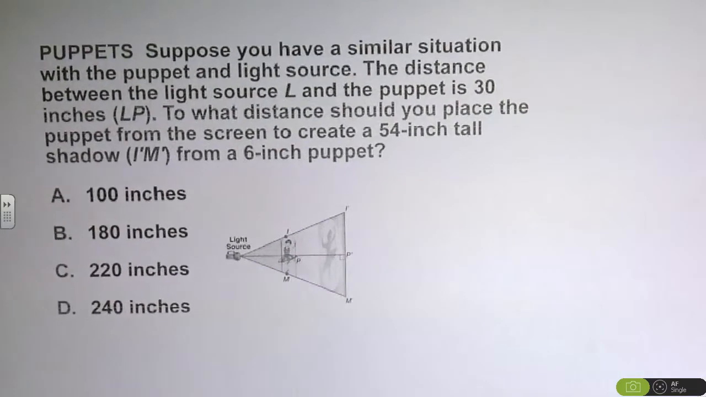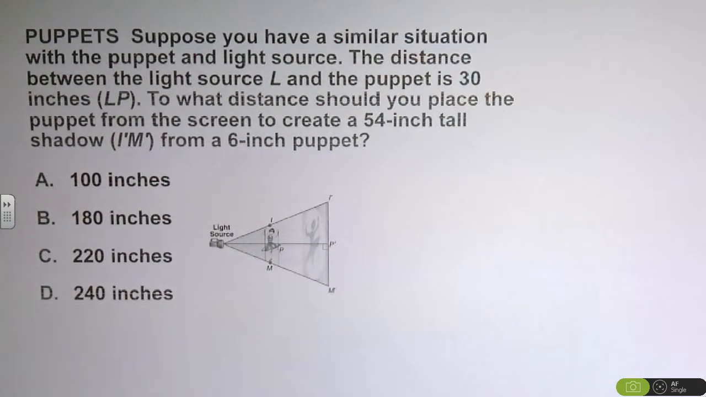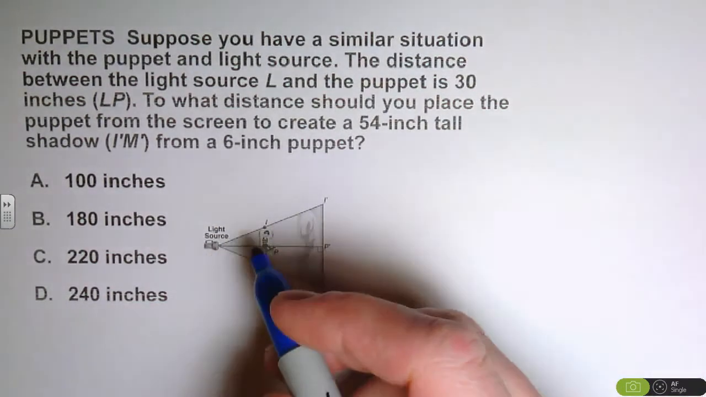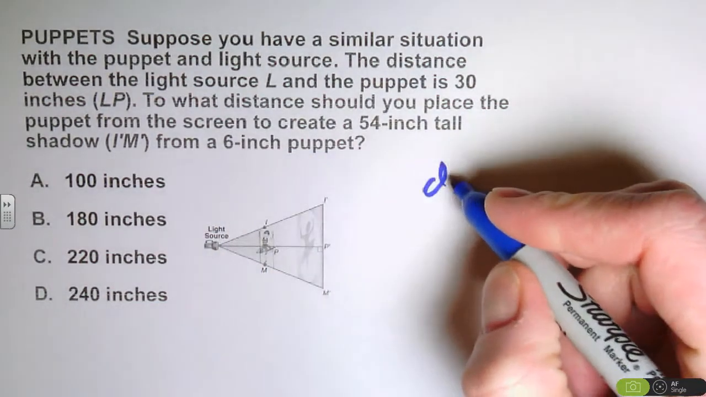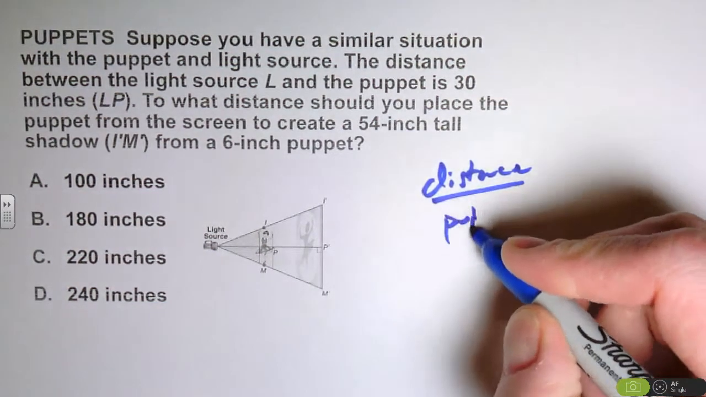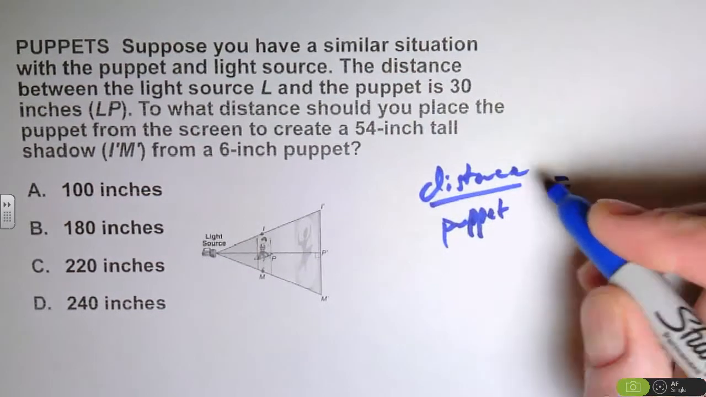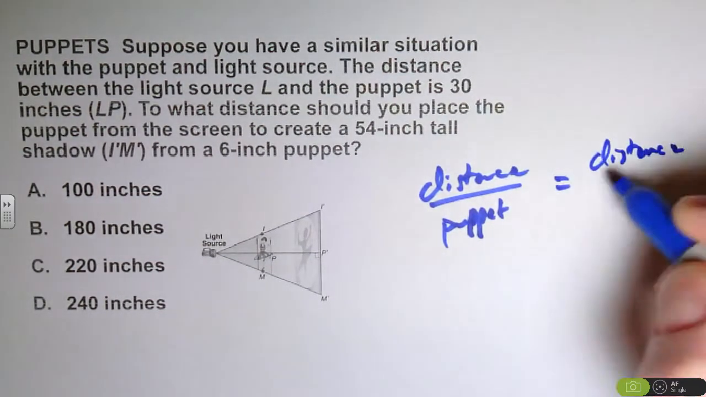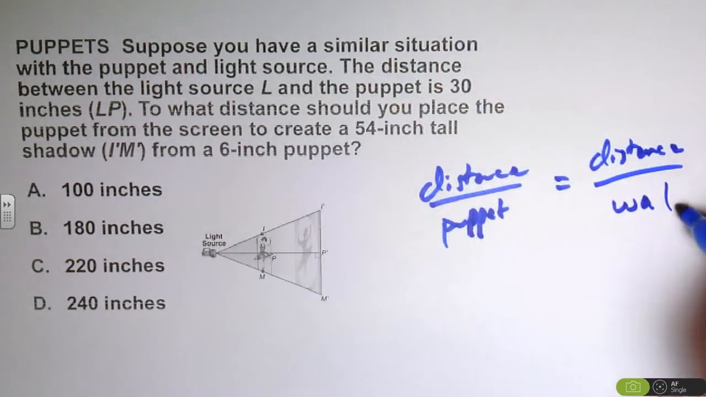All right, so here we go. We got our puppet. It's 6 inches tall. All right. Now, it's 30 inches away, though. So the distance of the puppet, distance over the puppet should be the same as the distance to the wall.